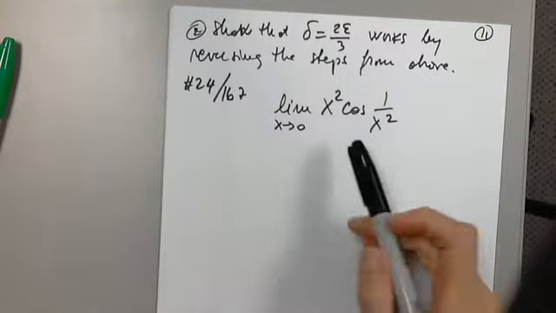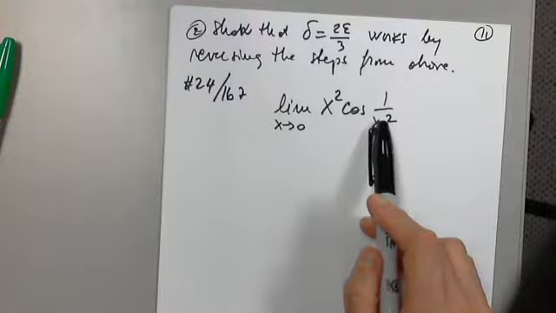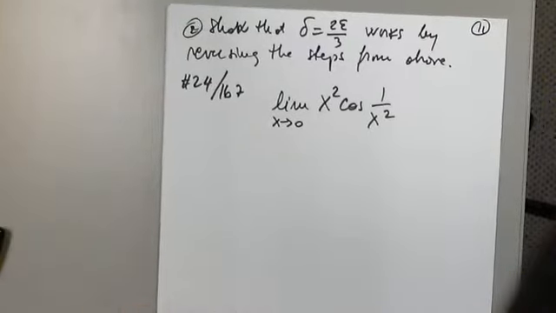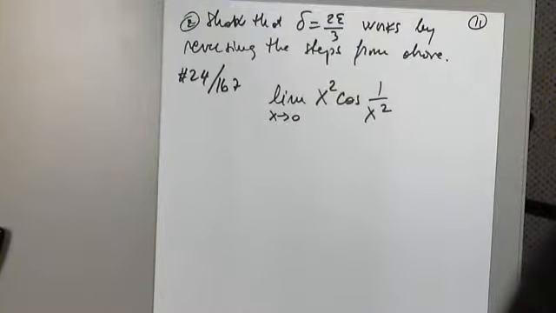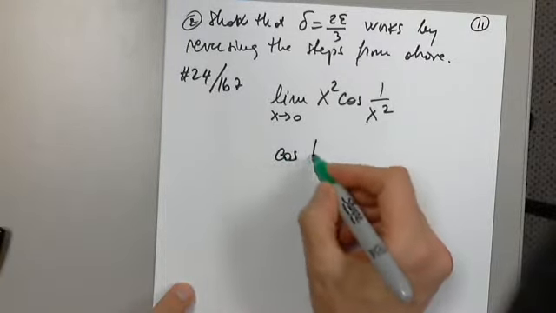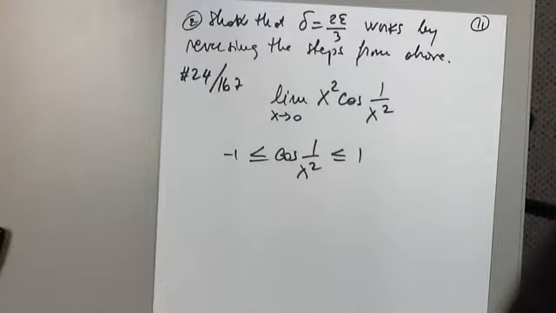So I plug it in, I know that this approaches 0, and then this is cosine of undefined. 1 over 0 is undefined, cosine of undefined, I have no idea. Where is my starting point? I'm going to show that cosine is bounded. I know that it's a bounded function, perfect. So that's my starting point.